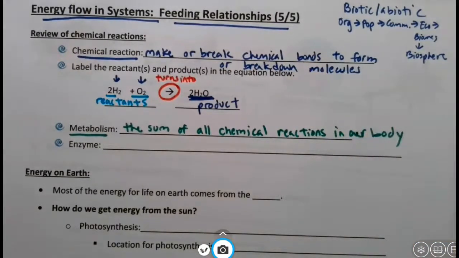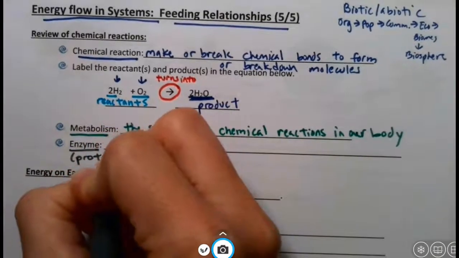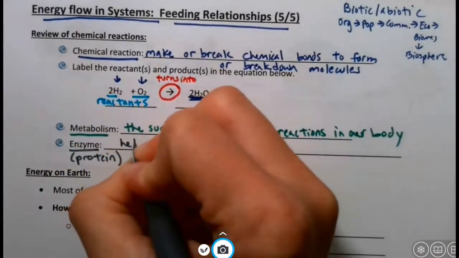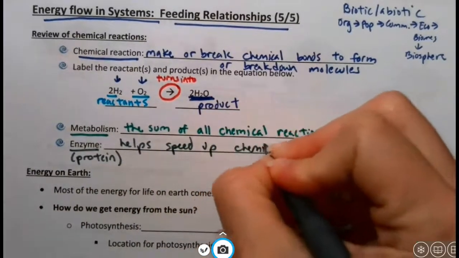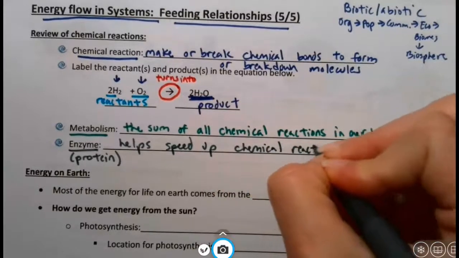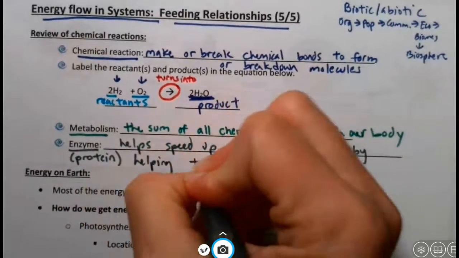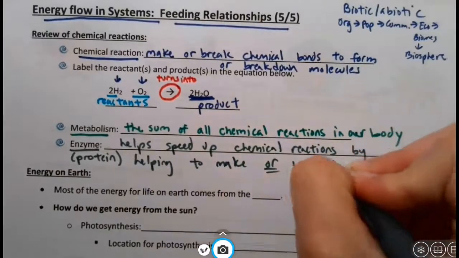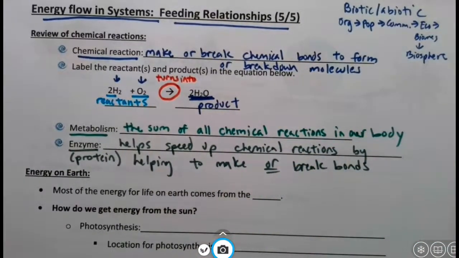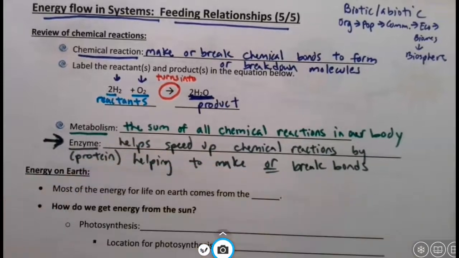And an enzyme is a type of protein, and it helps speed up chemical reactions by helping to make or break bonds. We have thousands of enzymes in our body that do thousands of different jobs, thousands of different chemical reactions. So enzymes are really the molecules that keep our body running.